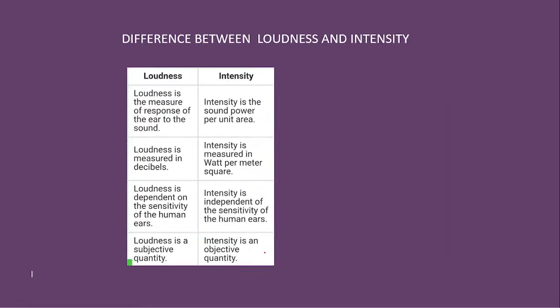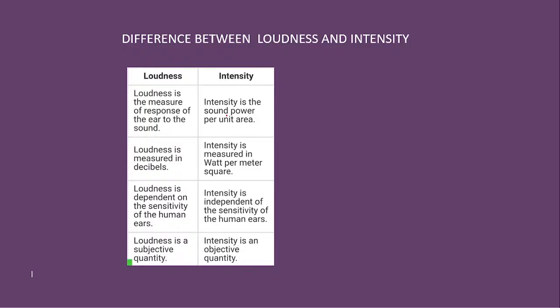Next is loudness and intensity. This is also another important difference. Out of these three, anyone might come. So loudness, intensity. अब ये क्या होता है? Loudness is the measure of response of the ear to the sound. So you can feel it, right? When the music is loud, when the music is slow. So that is nothing but loudness. You can measure through your ears whether it is too loud or less.